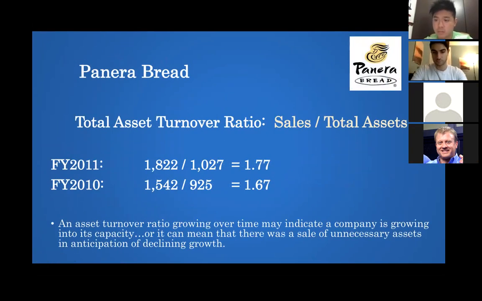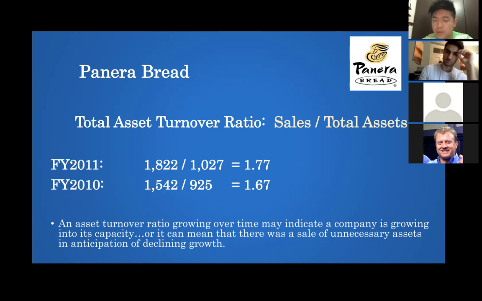This slide shows Panera Bread over time. So this is one way that you can compare the ratio just over time to see how the company is utilizing its total assets from one time period to the next. As we can see, 2010 it was $1.67, and then it increased to $1.77. So they've improved their asset turnover.